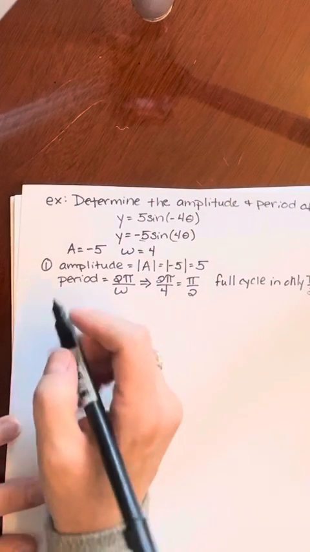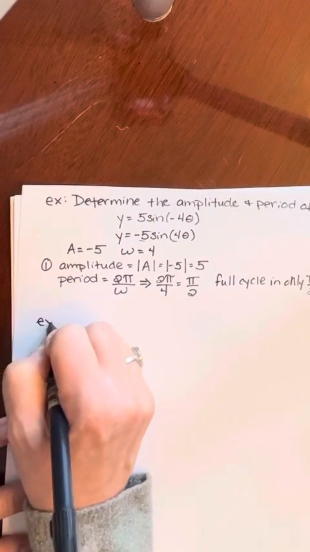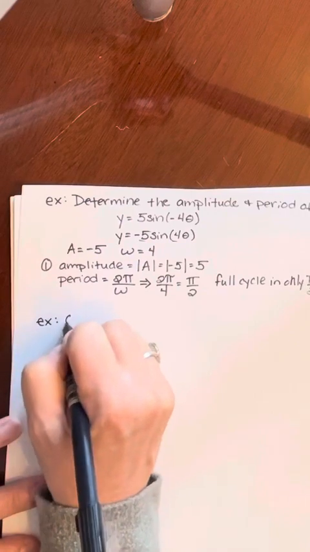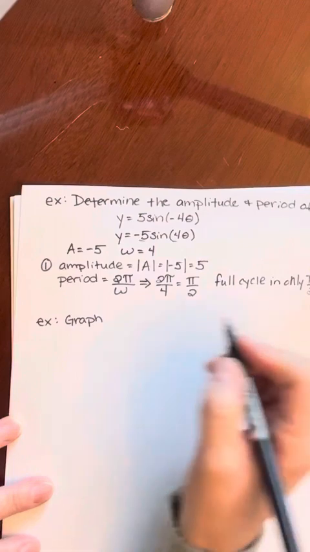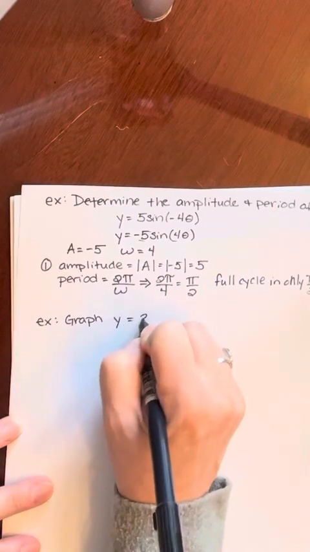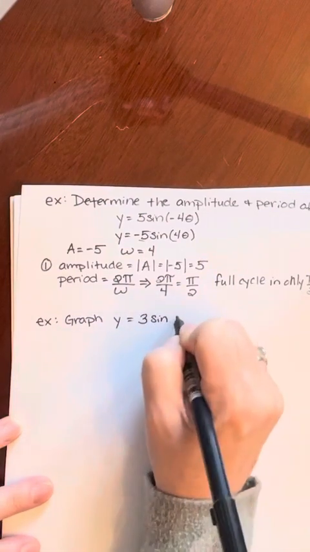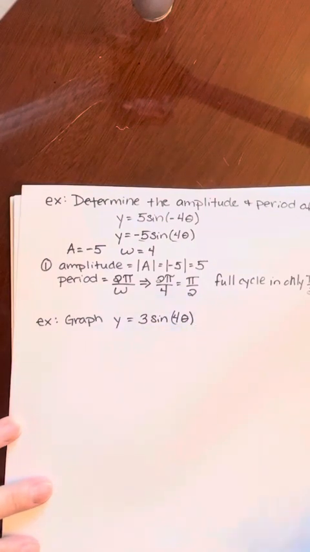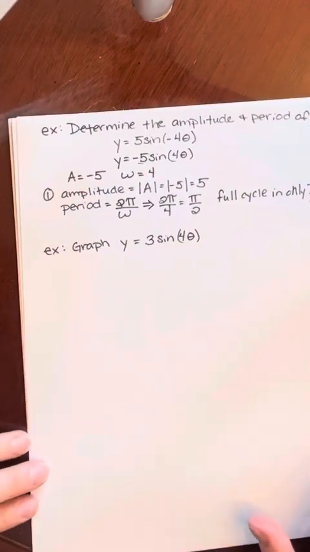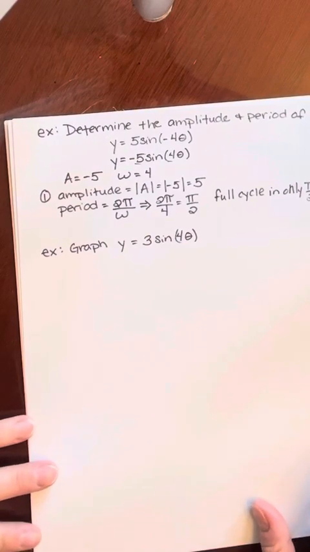All right, let's actually graph one. Let's do an example where we actually graph. Let's graph y equals 3 sine 4 theta. So let's graph this equation, this function.